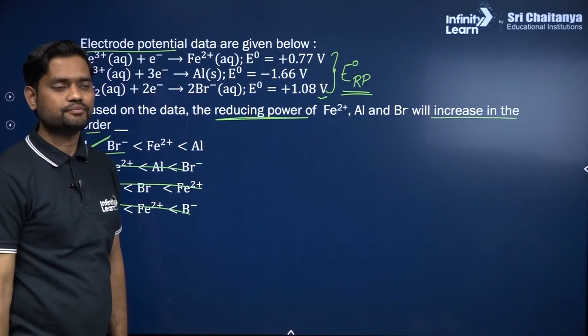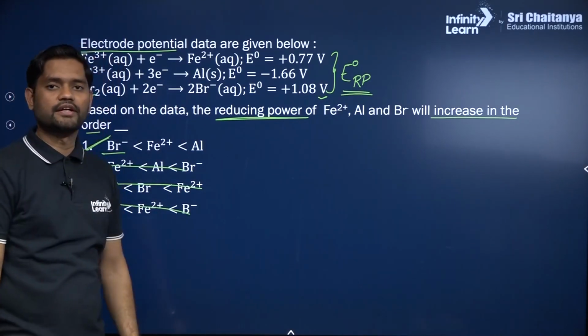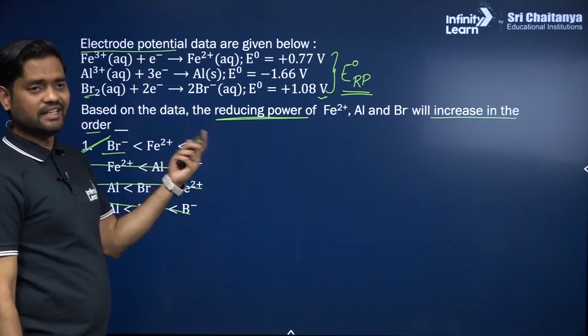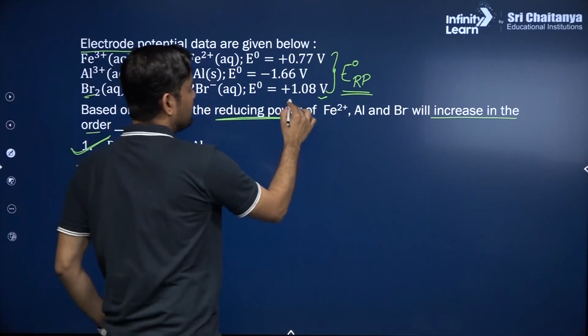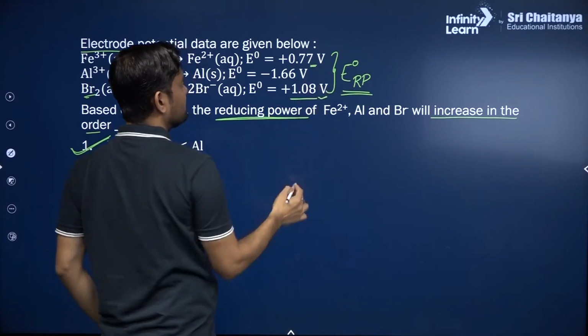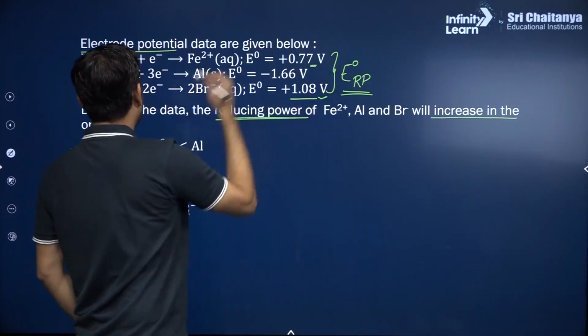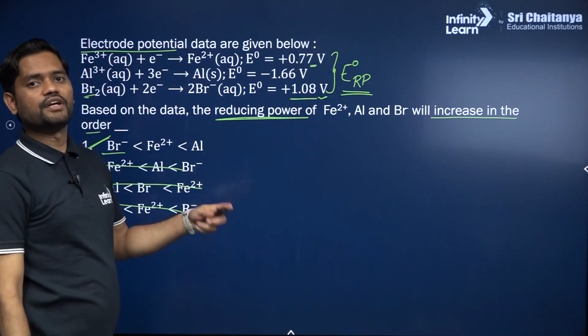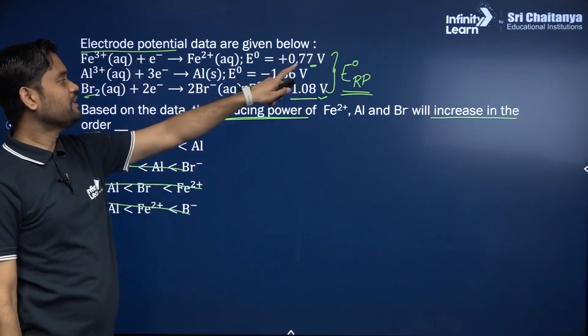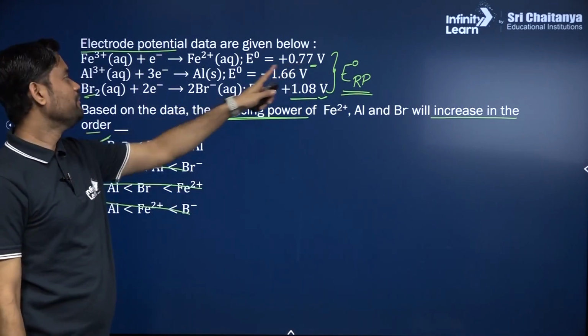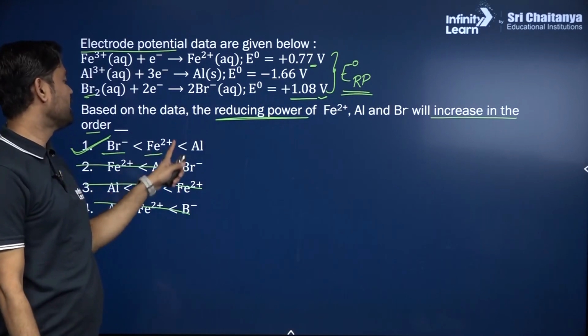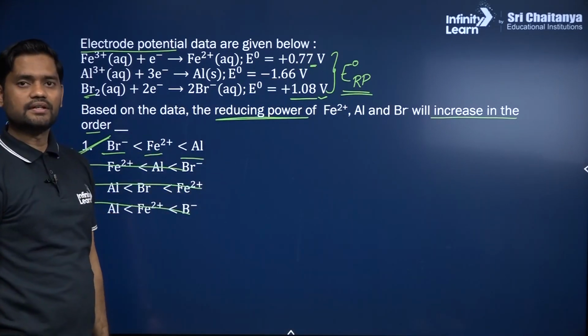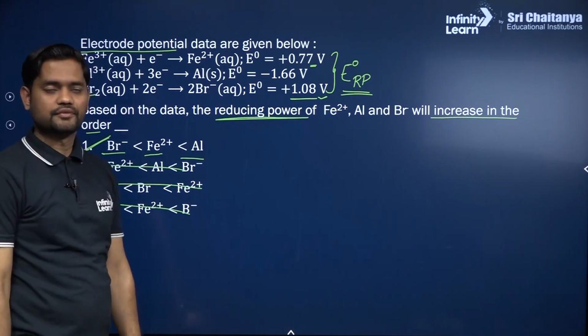Got it, guys? Perfect. After bromide, the smaller value is this. That means after bromide, ferric will undergo reduction easily, which means it will create a problem in oxidation. So next one is iron, and the last one is aluminium. Clear? Got it? Now, next.